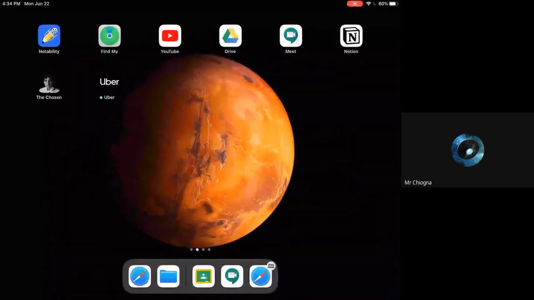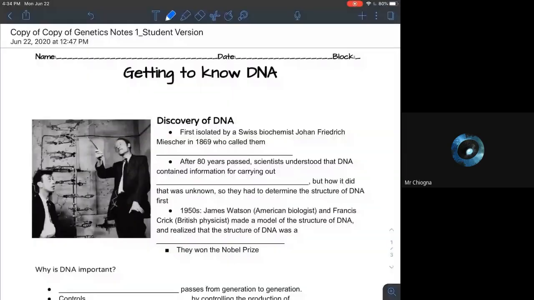So let's go through this. This is just the basics on DNA for today, and then we'll get into genetics next day. So getting to know what DNA is, you already have a basic understanding, so I'll go through just a little bit more in depth here from what we studied in grade 9. So first of all, DNA was first isolated by a Swiss biochemist named Johann Friedrich Miescher in 1868, who called them nucleic acids.